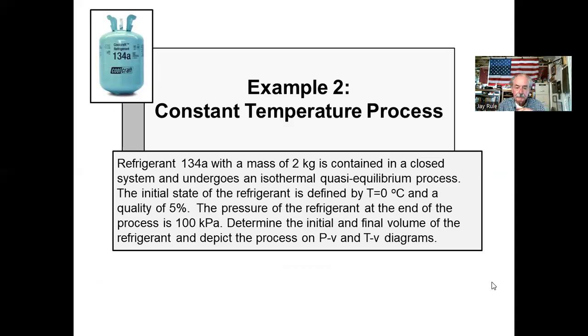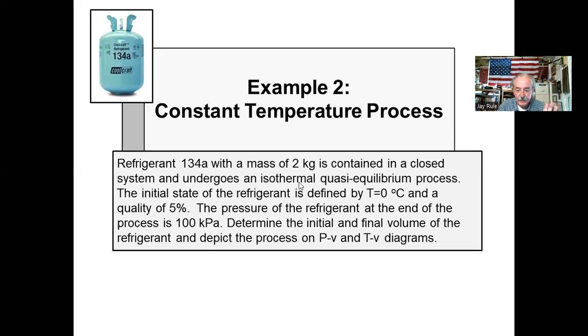Problem 2, example would be a constant temperature process. So I'm going to read this problem and you read along. Refrigerant 134A, well, here's a picture of what an HVAC contractor would bring in if you're running low on refrigerant in your air conditioning system. Refrigerant 134A with a mass of 2 kilograms is contained in a closed system. It undergoes an isothermal quasi-equilibrium process.